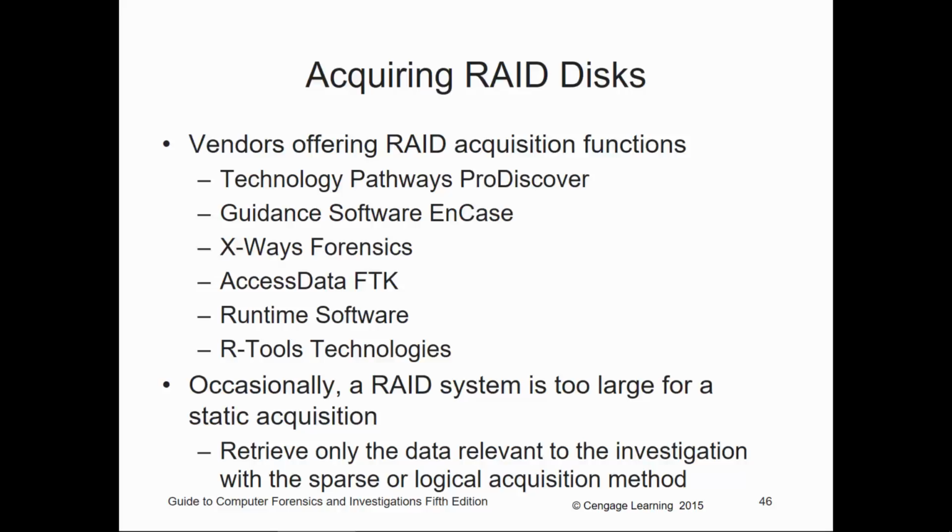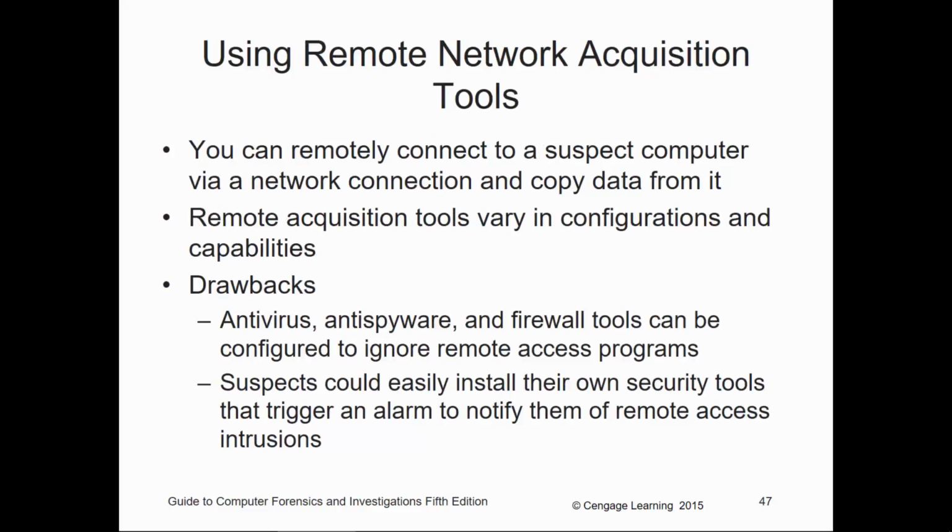So moving on, let's talk about the remote network application or acquisition type tools. You can remotely connect to a suspect's computer via a network connection, as long as you have the appropriate software. Drawbacks are things like firewalls, anti-spyware, anti-malware, access control rules. Suspects could easily install their own security tools that could trigger alarms to do specific functions. For example, if this is detected, do this. So there are some issues there.